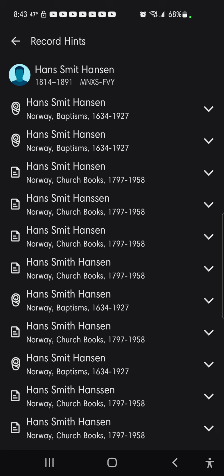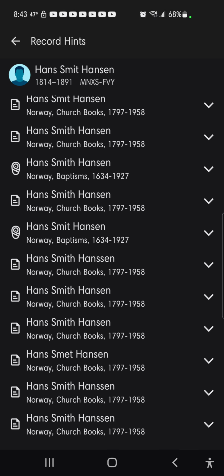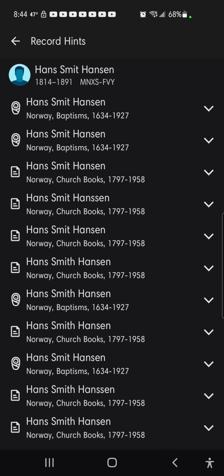I found this guy, Hans Smith Hansen, and there was no data attached to him at all except one child. And then I found records that were him and his wife. So I merged the two versions of Hans. And now look what I've got in terms of hints. And this isn't even all of them. I've already added at least 5.